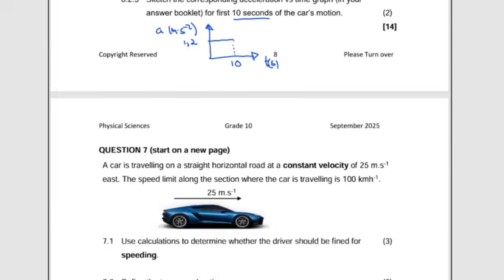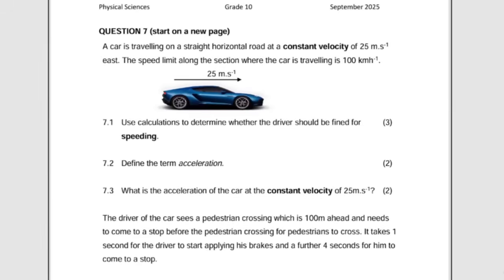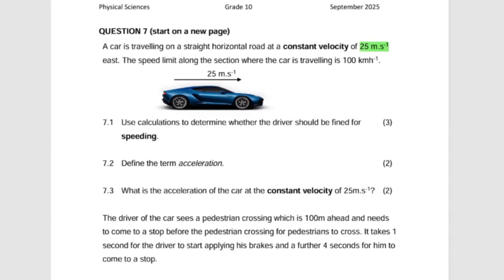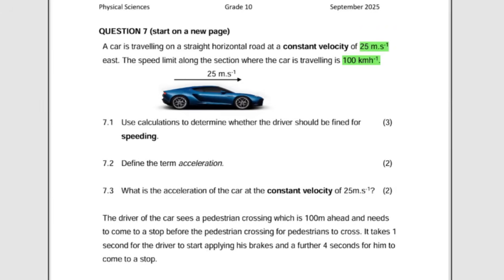Then I proceed to the final question, which is question number 7. It says here, a car is traveling on a straight horizontal road at a constant velocity of 25 meters east, right? The speed limit along the section where the car is traveling is 100 kilometers per hour, and then use calculations to determine whether the driver should be fined for speeding, right? So we are supposed to convert. I'm going to convert this 100 kilometers per hour to meters per second, and then compare it with 25, right? So for me to convert that one, I'm going to say 100 divided by 3,6, right?